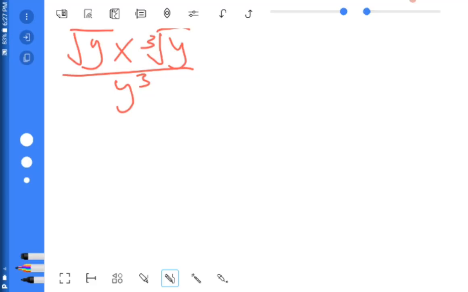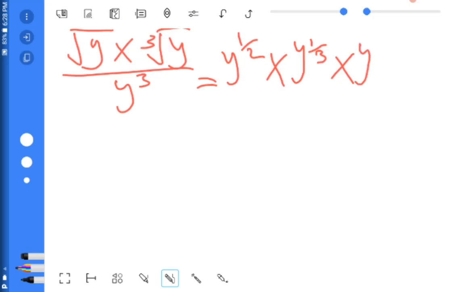We have to first of all start by, to simplify this, we are going to put it in linear form. Putting it in linear form, root y is y to the power half. That's the square root of y. Times the cube root of y is y to the power 1/3. Times, now this one is down, y to the power 3. So it becomes y to the power -3.